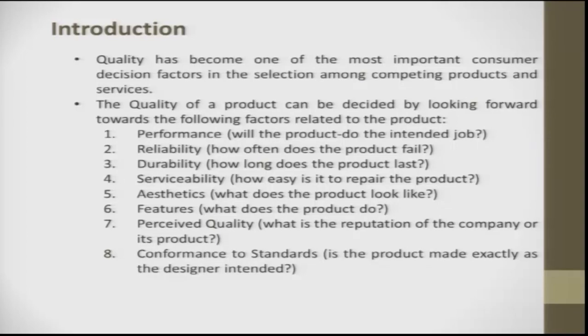So quality has become one of the most important consumer decision factors in the selection among competing products and services. The quality of a product can be decided by looking at the following factors related to the product. One is performance. Will the product do the intended job? So, pretty interesting. Take a pen. What is the function of a pen? It is to write.